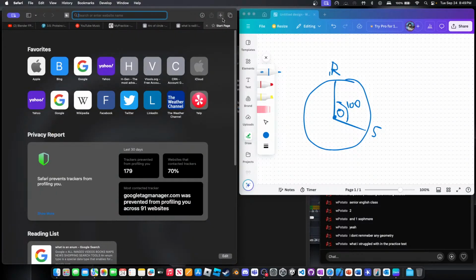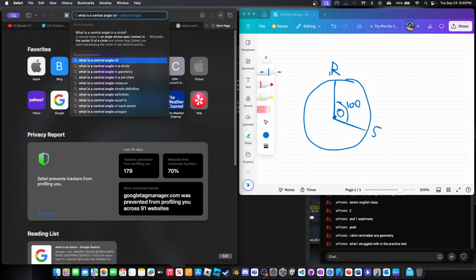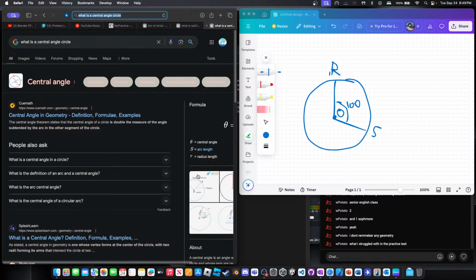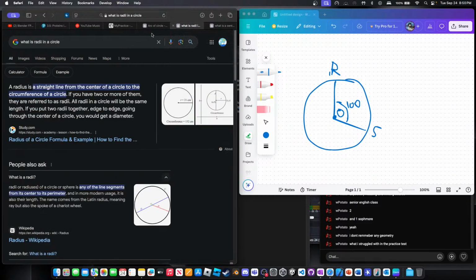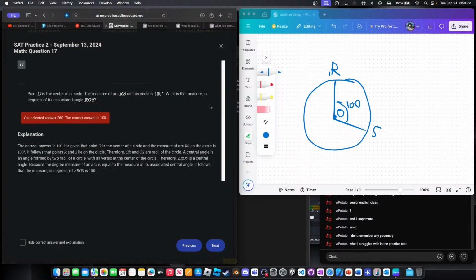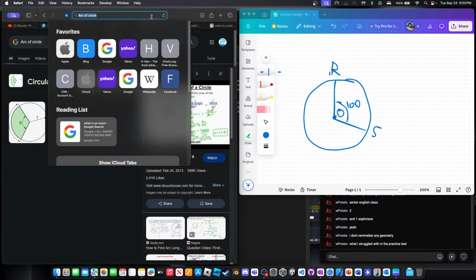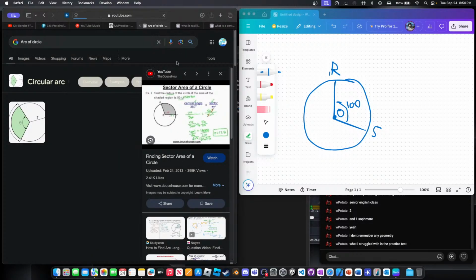What is a central angle? Formula: central angle is equal to arc length divided by radius length. So what are we finding here? We're finding the measured degrees associated with ROS. Wait, what? Here, let's actually look at a YouTube video. I have absolutely no idea what this is saying. It's quite tragic.